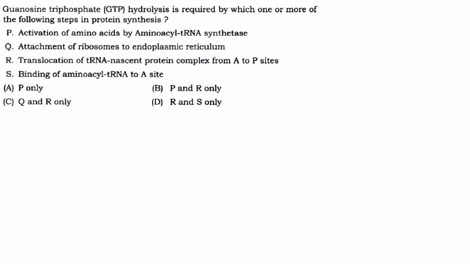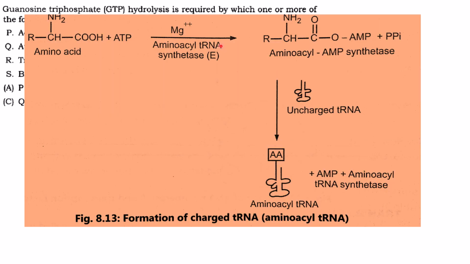Now coming to the next question: guanosine triphosphate or GTP hydrolysis is required by which one or more of the following steps in protein synthesis. First, they have told activation of amino acid by aminoacyl tRNA synthetase, it requires ATP.